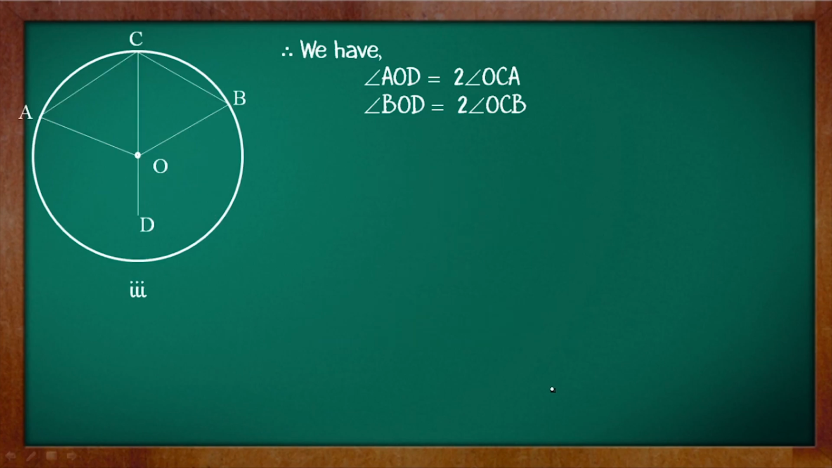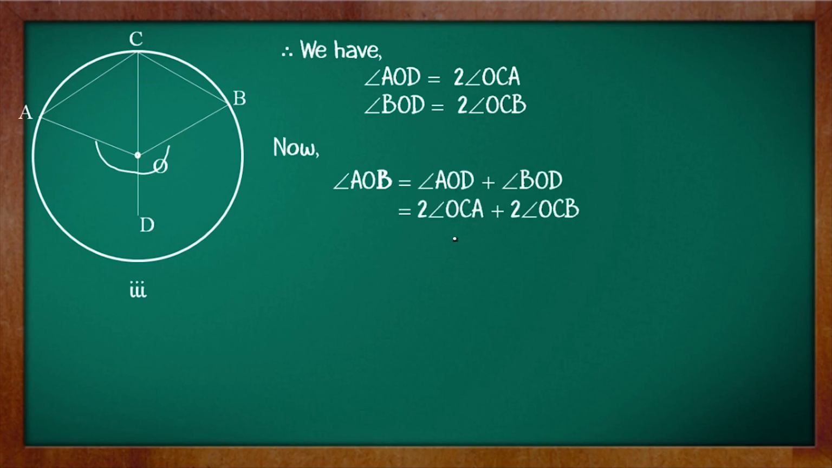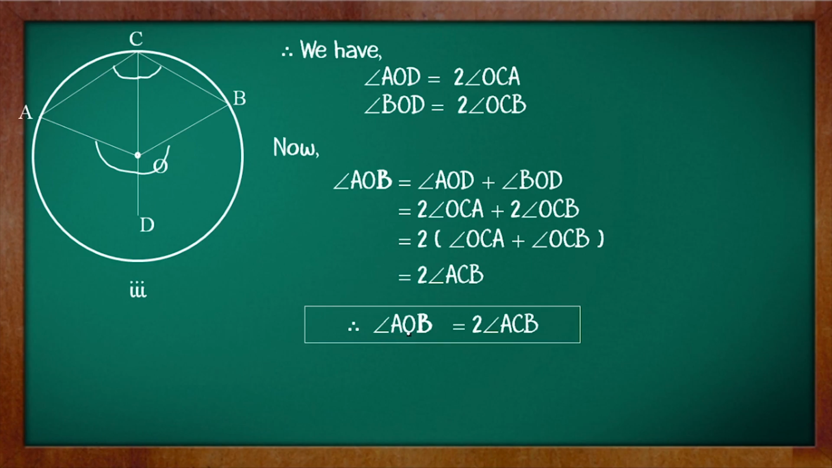And finally, from the third diagram, we will do as we did in the first diagram: angle AOB is the sum of angle AOD and BOD. So this is AOD and BOD. Putting the values of AOD and BOD, we have this. Taking out 2 common, we'll have angle OCA plus angle OCB. OCA is this angle here, and OCB is this angle here. And what is the sum of these 2 angles? It is angle ACB. So twice angle ACB. So finally what we'll get is angle AOB is equal to twice angle ACB.